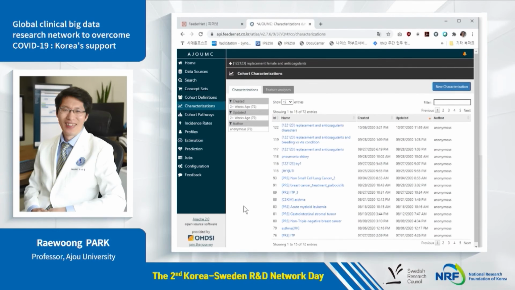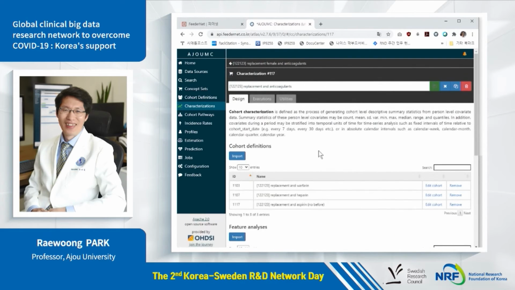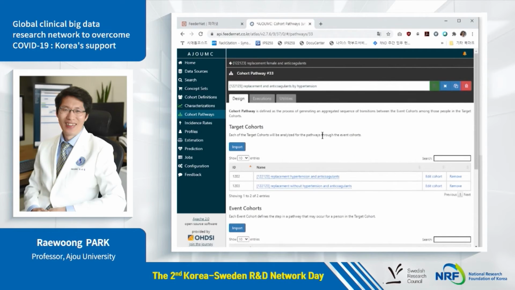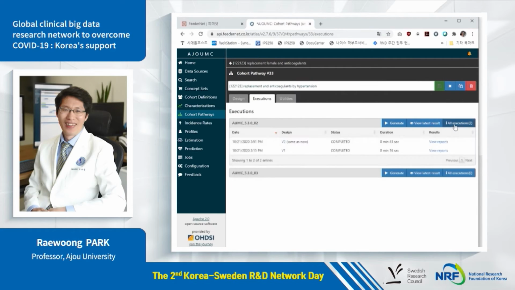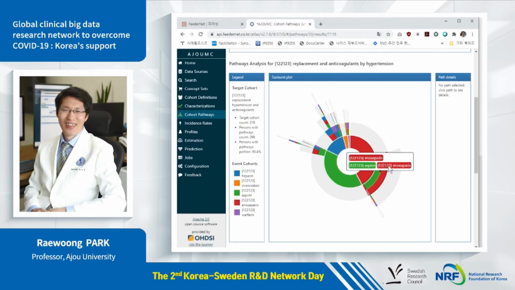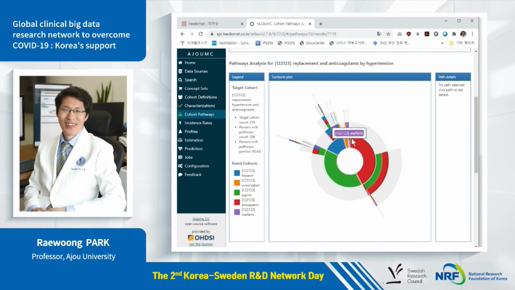In the characterization tab, we can see the basic characteristics of the cohort we selected. In the cohort pathway, we can see how the patients were treated with medicines. The inner circle means the first treatment, the second circle means the second treatment, and then the third treatment. Most of the patients received enoxaparin for their first treatment, and half of them received aspirin, and then another drug like that. A very small portion of the patients received rivaroxaban as their first medication, and then another drug and another drug like this. So we can see how the patients are treated.